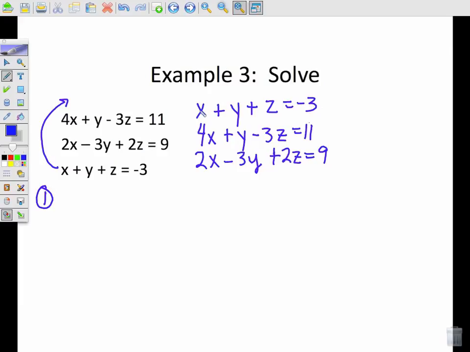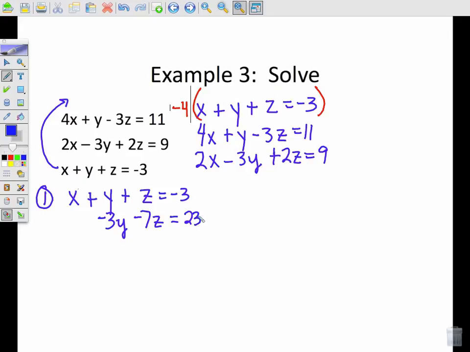All right, so here's what I'm going to do. Our first step, step number 1, is we're going to go ahead and multiply the first equation by negative 4 and add it to the second. The first equation will not change. So that's 0x, negative 3y, negative 7z, and 12 plus 11 would be 23.